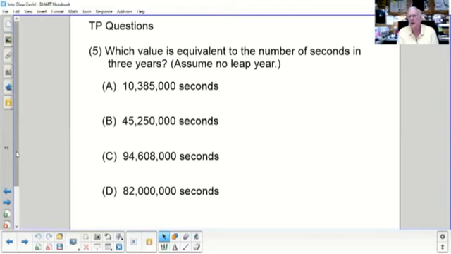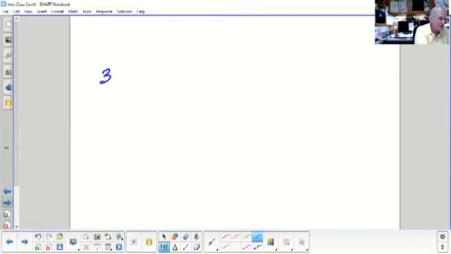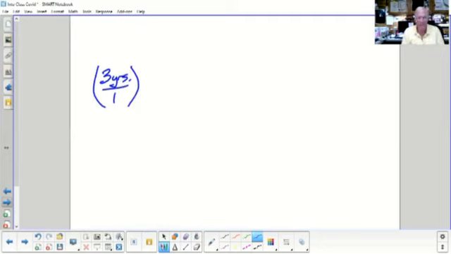Now, you know we're starting at 3 years, right? And we want to get into seconds. So here's all you have to do. Now, I use a smartboard type presentation when we're doing this material. So I'm going to the next page so I have more room. And I'm going to simply scratch down here 3 years. And I'm going to put it over 1. And I put it in parentheses.